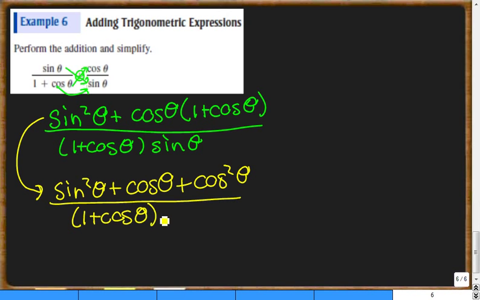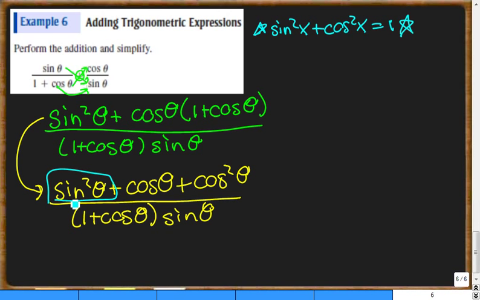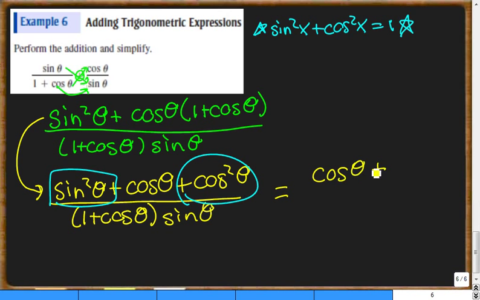And for the meantime, I'm going to leave the denominator factored. It's always generally a good idea to leave denominators factored just so that you can cancel stuff later. Well, like in the last problem, I know that the sine squared of x plus the cosine squared of x is always equal to 1. And you may say, well, how is that helpful again? Well, I have a sine squared and a positive cosine squared. So even though they're out of order, that doesn't matter. I can actually replace both of these with a 1, and I'm going to go ahead and do that. So this is going to give me cosine of theta plus 1. And my denominator stays the same, which is going to be 1 plus cosine of theta times the sine of theta.